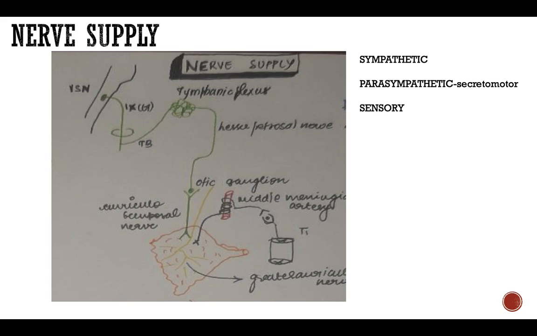Now let's go on to the sympathetic stimulation. The sympathetic supply arises from the lateral horns of the T1 segment. Then it is derived from a plexus of nerves around the middle meningeal artery and supplies the parotid gland. This sympathetic stimulation produces thick secretions. That is, the parasympathetic stimulus produces watery secretions and the sympathetic stimulus produces thick, mucus-like secretions from the parotid gland.